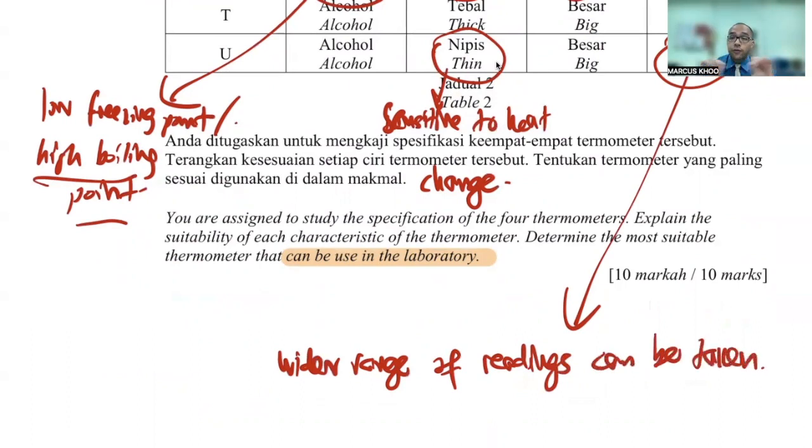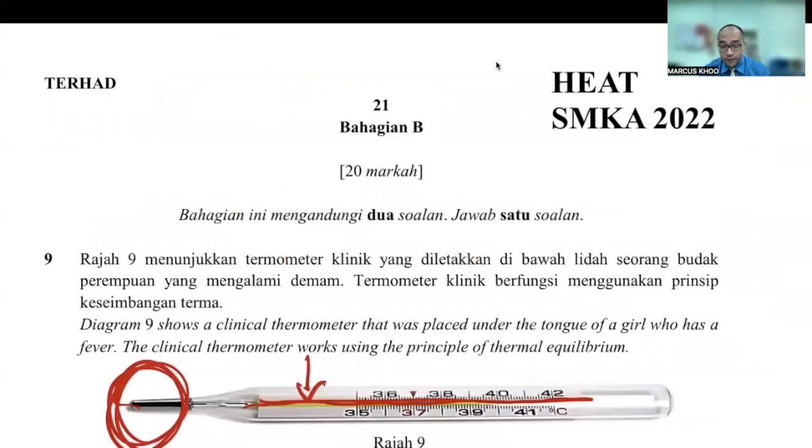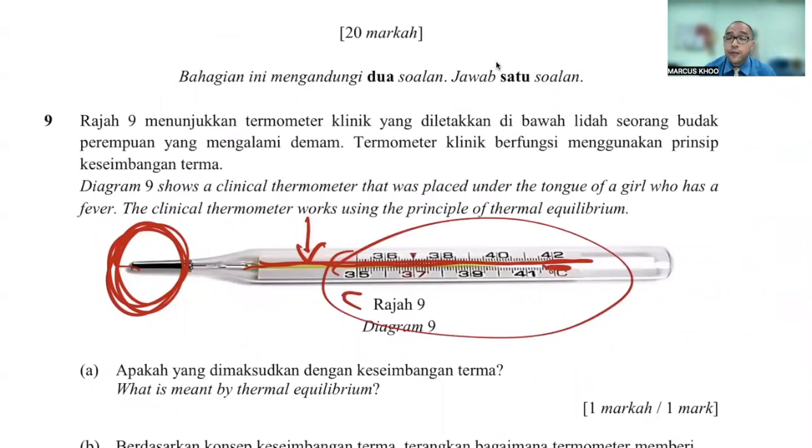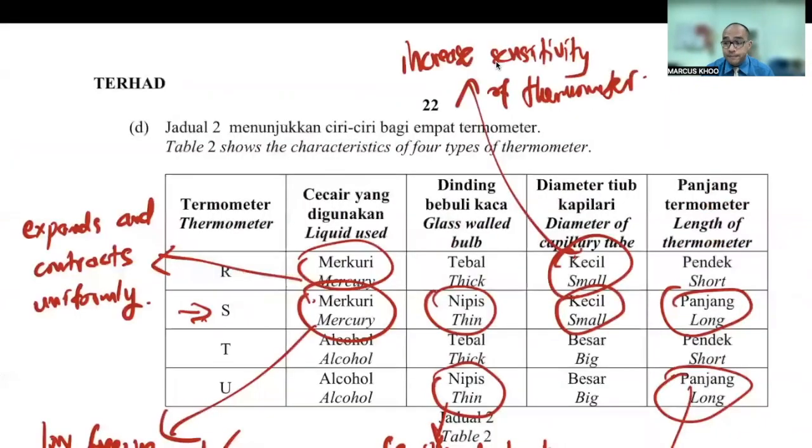Which makes sense. If your thermometer is short, look at this, you can only detect from 35 to 42. Oh wow. So with a longer thermometer, you can read more temperatures, you can have more readings taken.